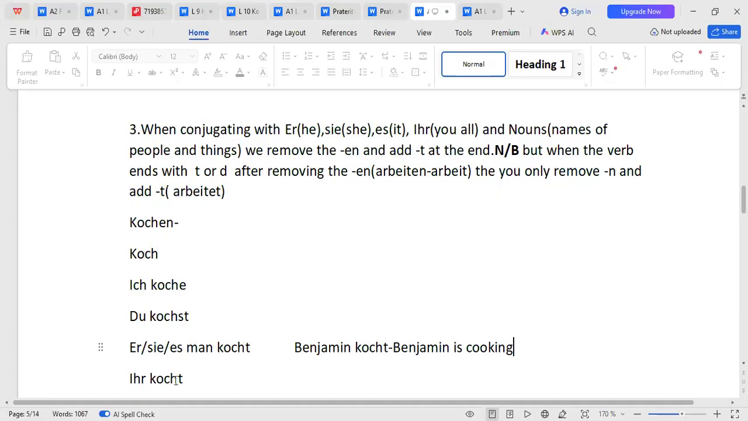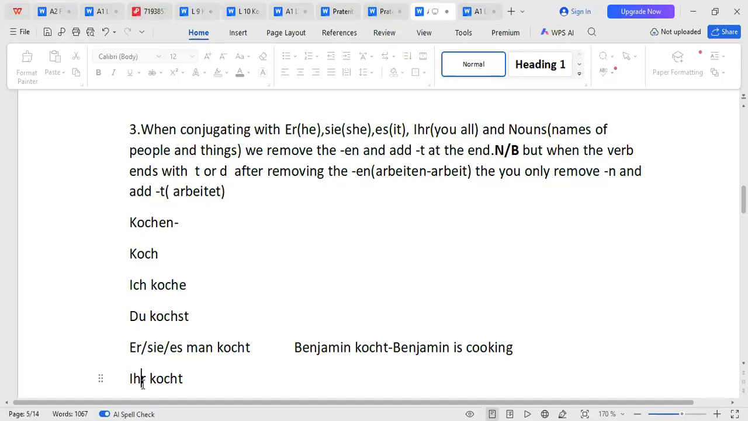Ihr kocht. So what you've done with er, sie, es, man is what you do down here. The rules are the same. Ihr kocht. It is you all. Let's assume I wanted to refer to all of you who are now in class. I don't want to refer to Benjamin alone, but to generalize all of you, assuming that you are all cooking. I'll say ihr kocht. This ihr means you all.